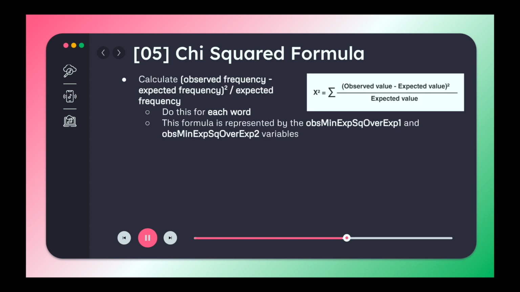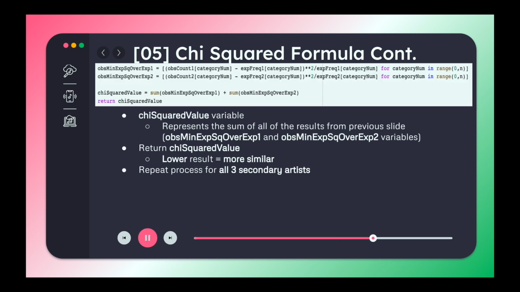The image to the right shows the complete formula for calculating our chi-squared value, which is where we square the observed frequency minus the expected frequency, and then divide this by our expected frequency. We do this for each word in our top 50 words and then create a sum of these results. Our two obs minus x squared over x variables represent the formula as shown in the previous slide. We utilize this formula twice, once for the expected and observed values between the top 50 words for both artists combined, and again for the expected and observed values for the top 50 words of just our secondary artist. The chi-squared value variable represents the complete sum of all of these frequencies. Completing this process for each of our secondary artists is how we ultimately get our results.